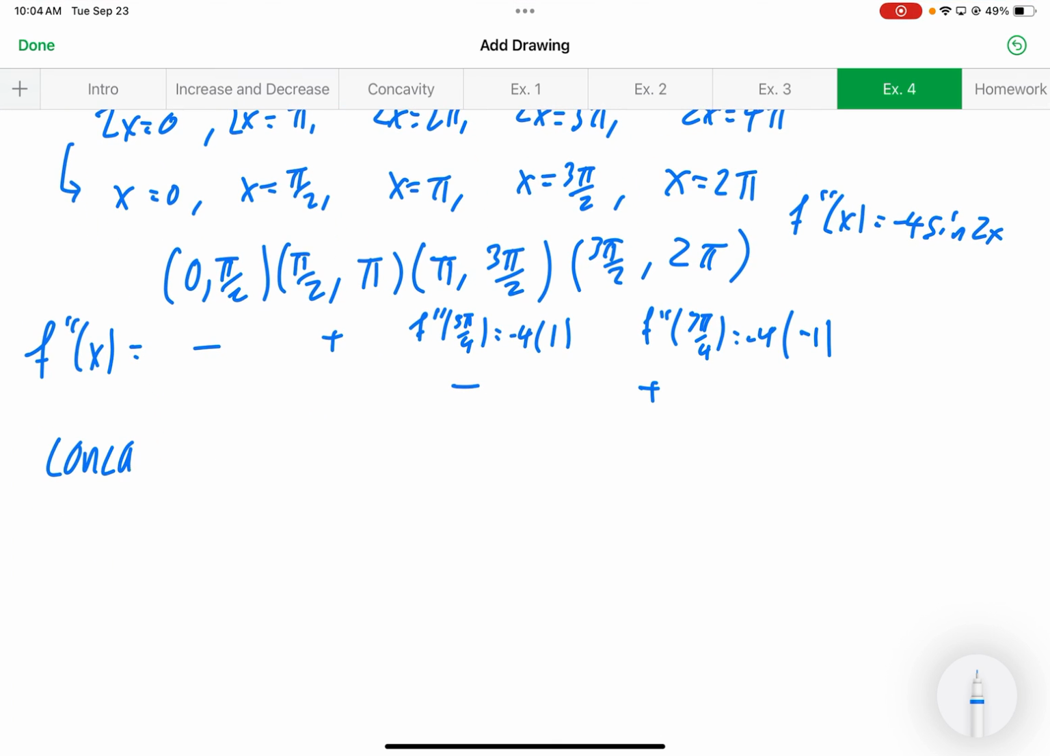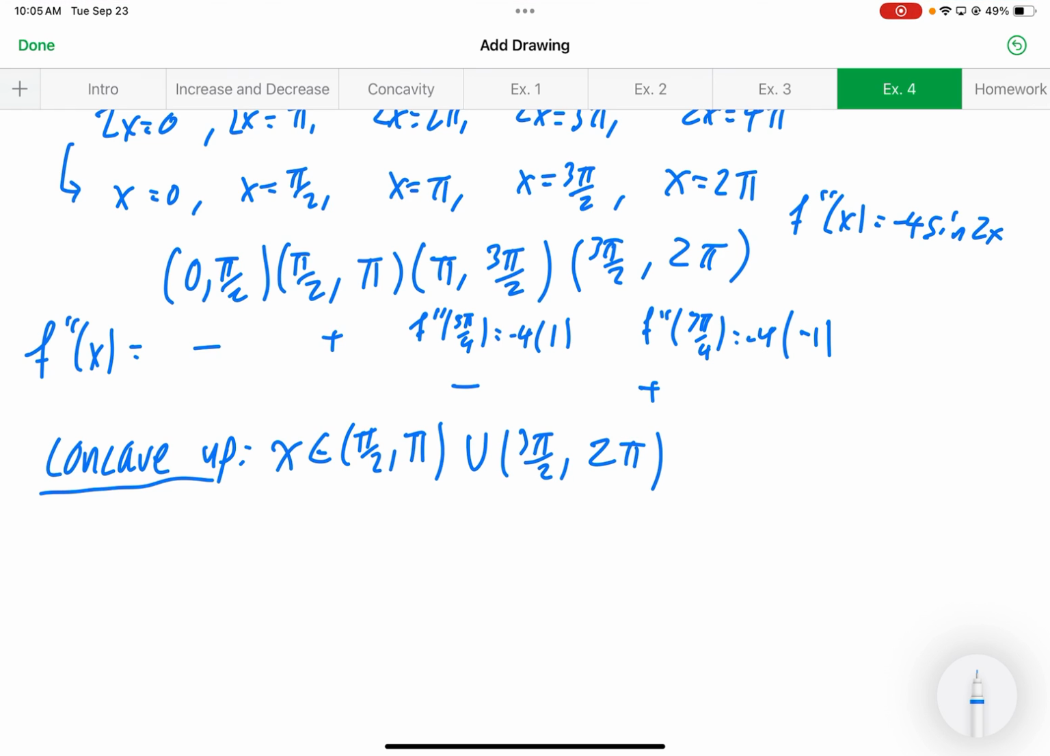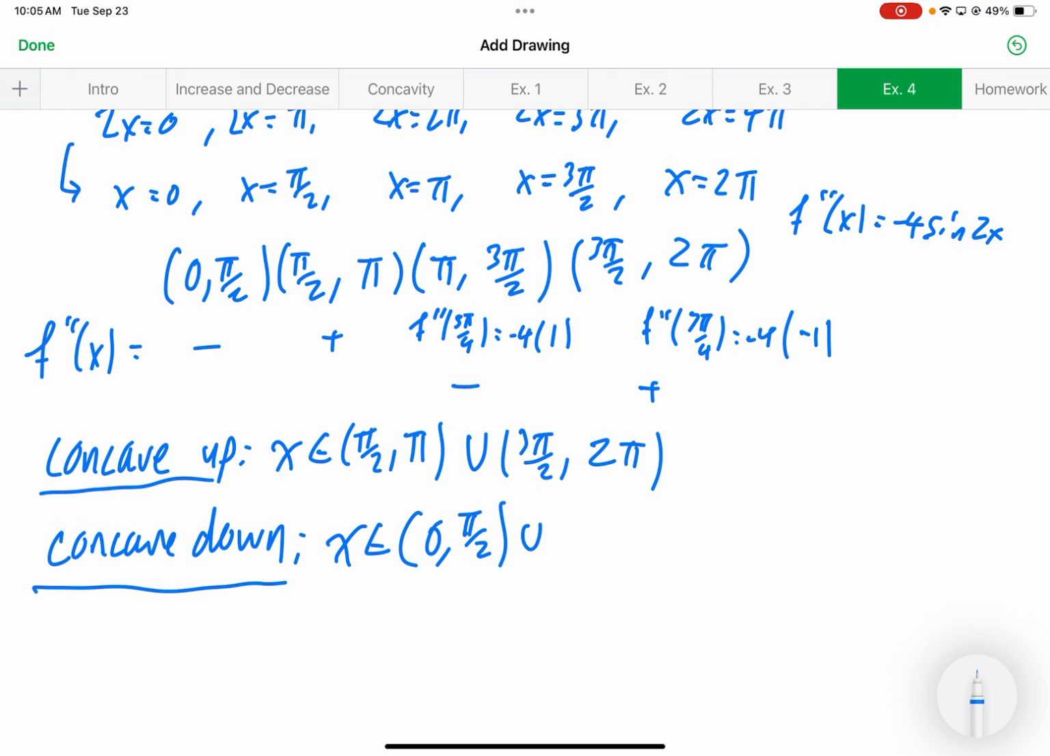So we would say our graph is concave up when x is an element of pi over 2 to pi, unioned with 3 pi over 2 to 2 pi. And then our graph is concave down when x is an element of 0 to pi over 2, unioned with pi to 3 pi over 2.